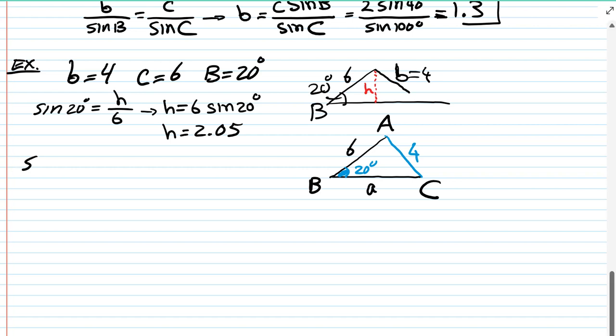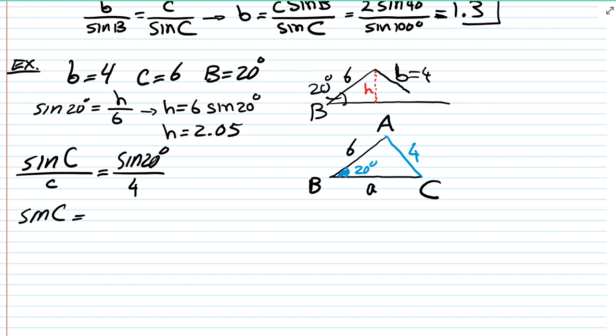Now I'm going to use the law of sines with C. Sine cap C over little c is equal to sine of 20 divided by 4, right? Sine of the angle divided by the side opposite the angle, in this case 4. Now from this I can determine sine of cap C is little c times sine 20. I'm multiplying both sides by little c.